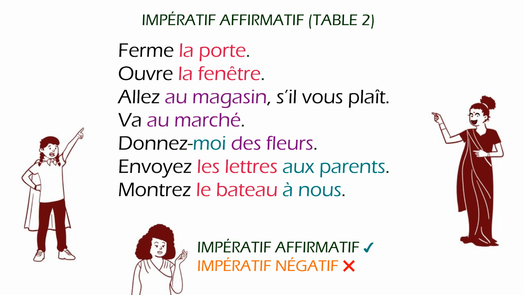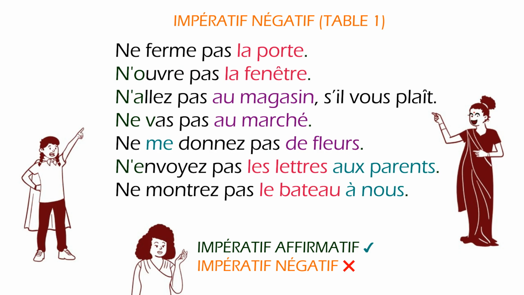For example, ferme la porte, ouvre la fenêtre, allez au magasin s'il vous plaît, va au marché, donnez-moi des fleurs, envoyez les lettres aux parents, montrez le bateau à nous. All these sentences are imperative, that means order, request or suggestions. And all these sentences are in affirmative form, not in the negative form. I repeat, table 2 only applies with a sentence which is in imperative affirmative form. Ne ferme pas la porte, n'ouvre pas la fenêtre, etc. These sentences are not in affirmative, so they will follow as usual table 1.